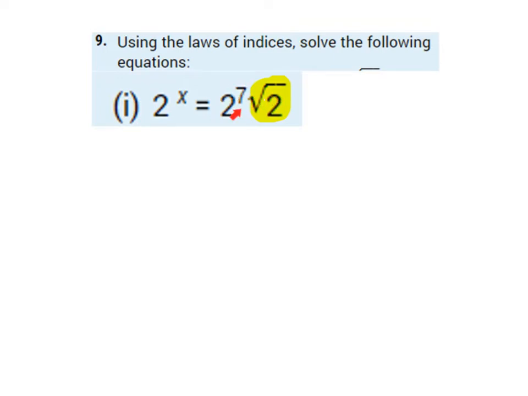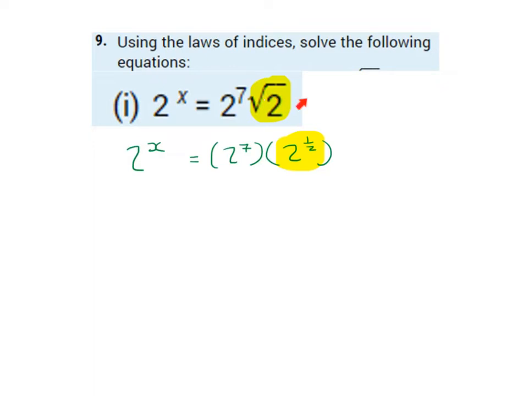Now notice that these are stuck together, which means they're multiplied together. So we want to rewrite everything as a base of 2, so 2 to the power of something. So it's only this square root of 2 that we need to change. So we bring down the 2 to the power of x that equals the 2 to the power of 7. Notice I have brackets now around the 2 to the power of 7.